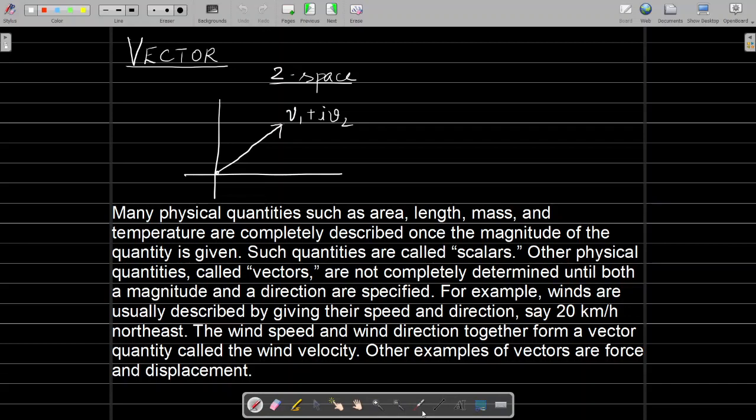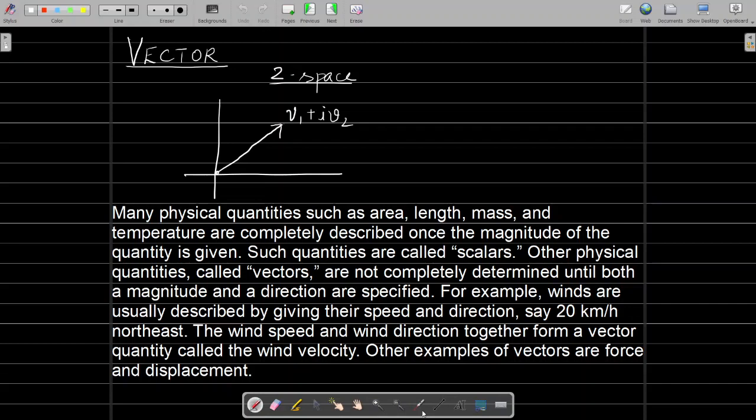Now, to describe some physical quantities like, say, the speed of a wind or the velocity of a wind, you need two quantities. That is, one is the magnitude of speed and the direction in which the wind is blowing. So some quantities like velocity, force and displacement need the magnitude as well as its direction to describe it. For such quantities we will be using vectors.